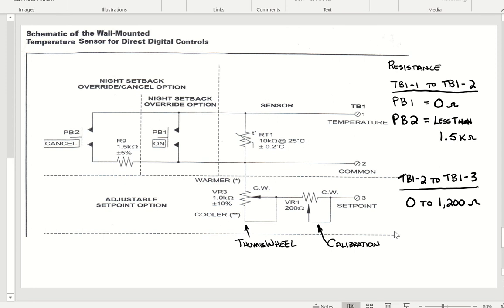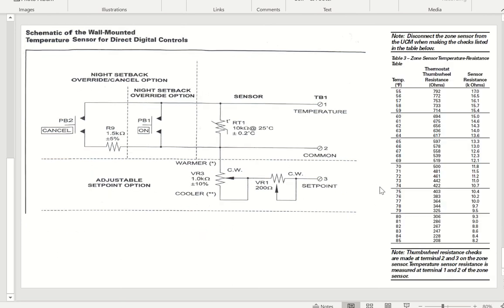So with this thermostat, you can calibrate the set point. You really can't recalibrate the thermistor, but in a lot of the software packages, you can add or subtract a little bit from the thermistor reading in the program to give an accurate temperature display. And then finally, we're going to take a look at the diagram with the temperature resistance chart shown here.